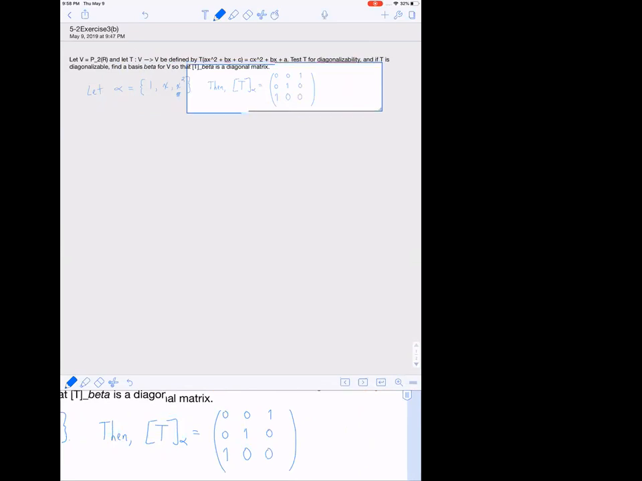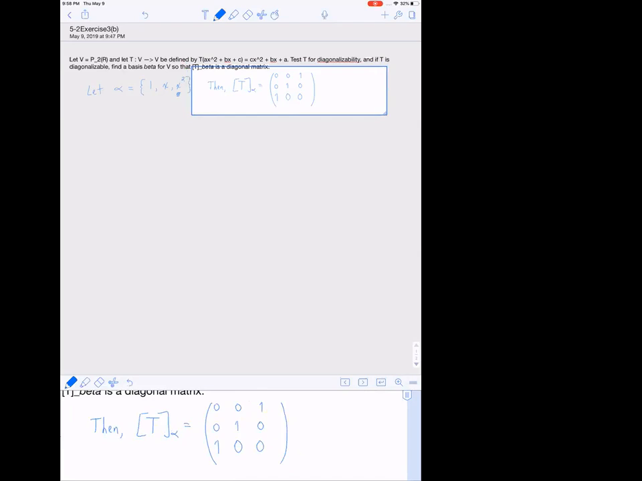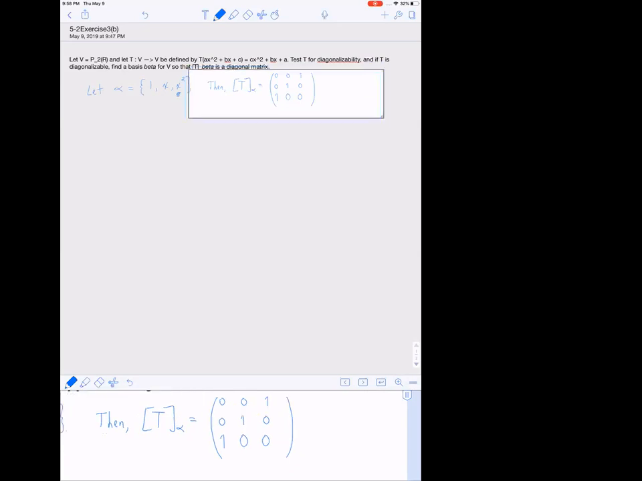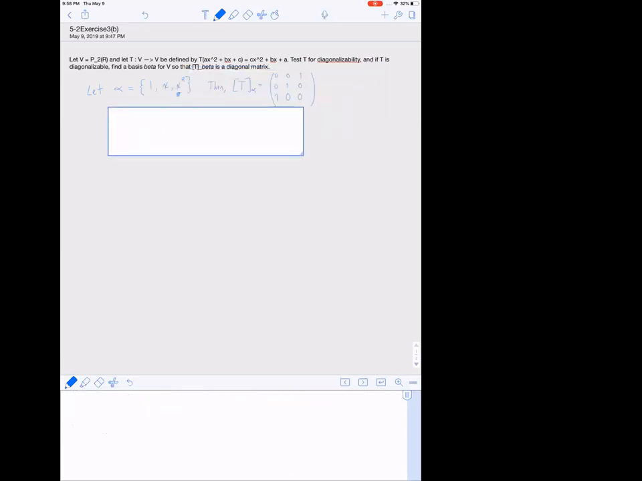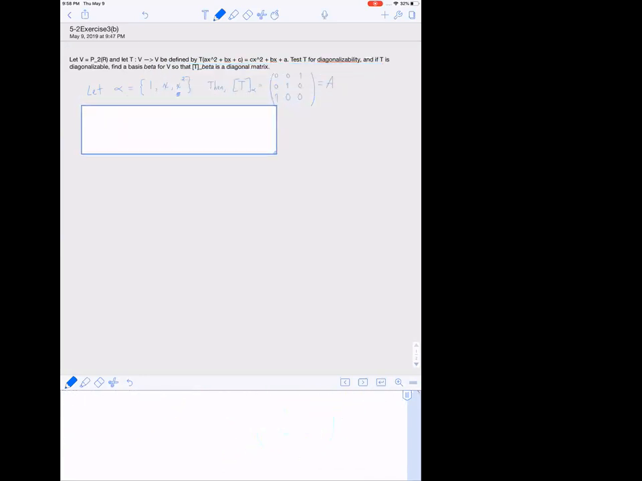Great. So now we have a matrix for T with respect to some basis. This is clearly not a diagonal matrix, although it's some sort of anti-diagonal matrix, but that's not really the thing that we're looking for. So instead, what we're going to want to do is find the eigenvalues for this. So let's give this a new name so I don't have to write the brackets all the time. Let's call that matrix A, just for convenience, capital A.